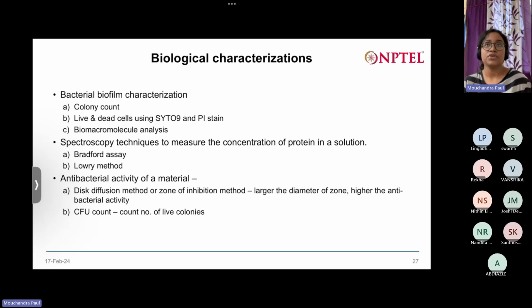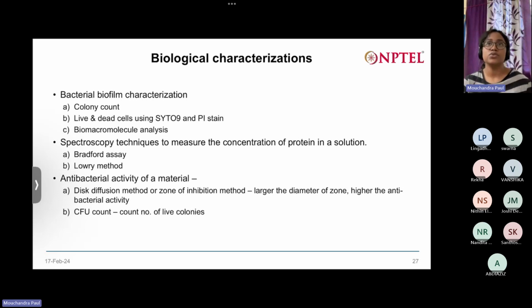then what is the biofilm composition. We can understand the protein and carbohydrate components by using UV-vis, or we can do color-based spectroscopic techniques like the Bradford assay and Lowry method to determine the protein content of those biofilms. But the Bradford and Lowry methods are very well established methods, and they are used for other applications as well. The purpose is to understand the concentration of the protein in a solution. Then in biofilm also we have to understand the colonies.